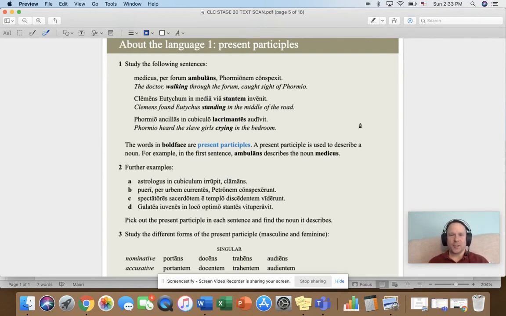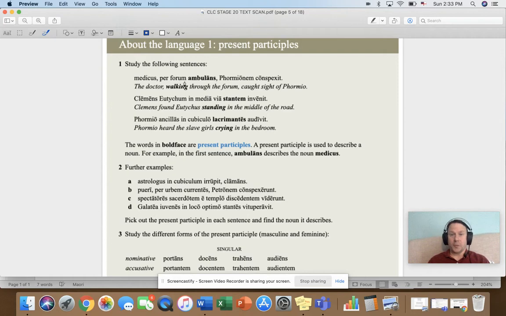We're going to look at the About the Language 1 for Stage 20 here. This is the present active participle. You guys are going to love this. I think you guys are going to do great with this. Okay, we have seen examples already, and you have already done, I think, a really excellent job picking this up and running with it.